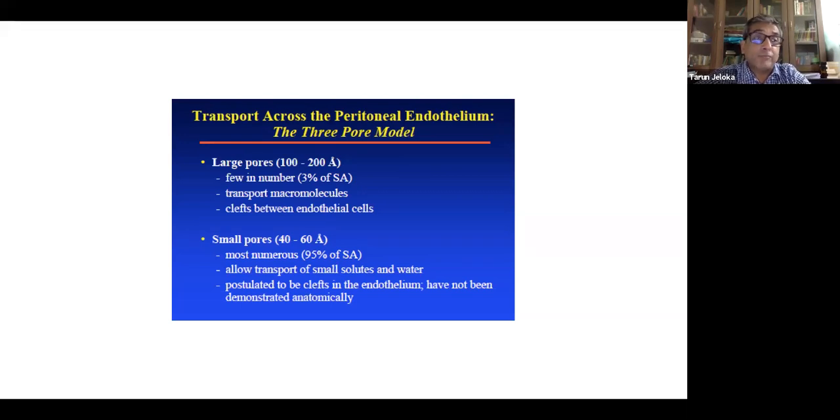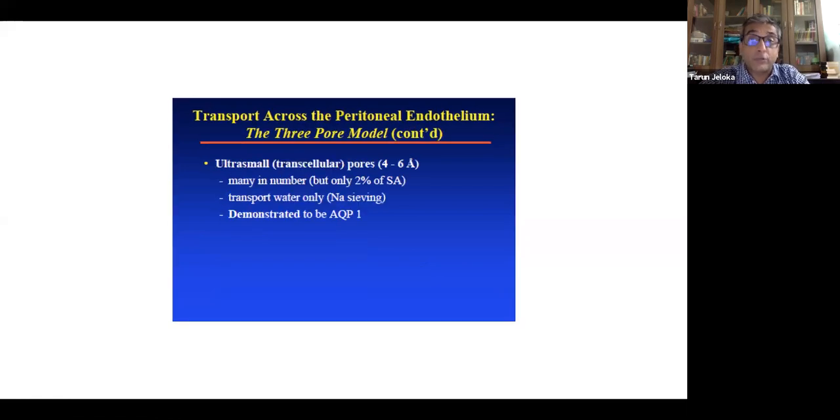So 95% of the surface area of the peritoneum is embedded and covered with small pores, and it allows both solute and water predominantly to transport from one side to the other side. And the third one, as I mentioned, is the ultra small pores, which are very small, measuring only 4 to 6 angstroms. And actually, they are aquaporin channels. And why this is important, as I said, we'll be talking about clinical application as well.